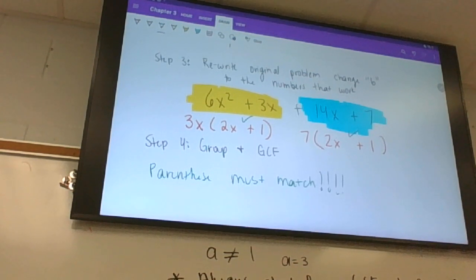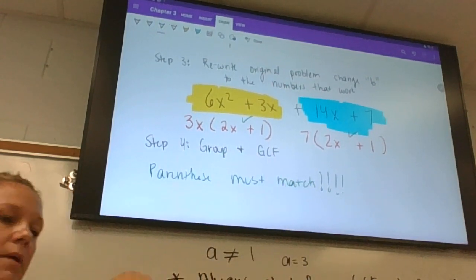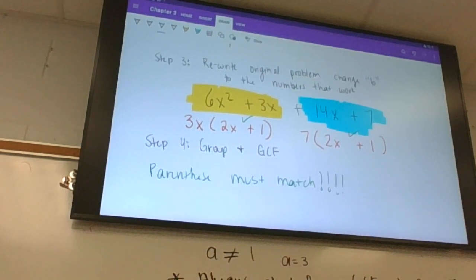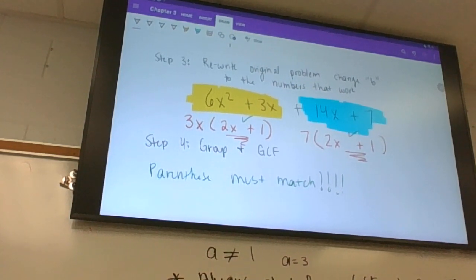If you ended up with twins right here and here, then you've done something wrong. Go back to the start. Those parentheses, they're the same thing. Look at it. Isn't that wild? Those came out the same. If you do it right, that's how it should happen.